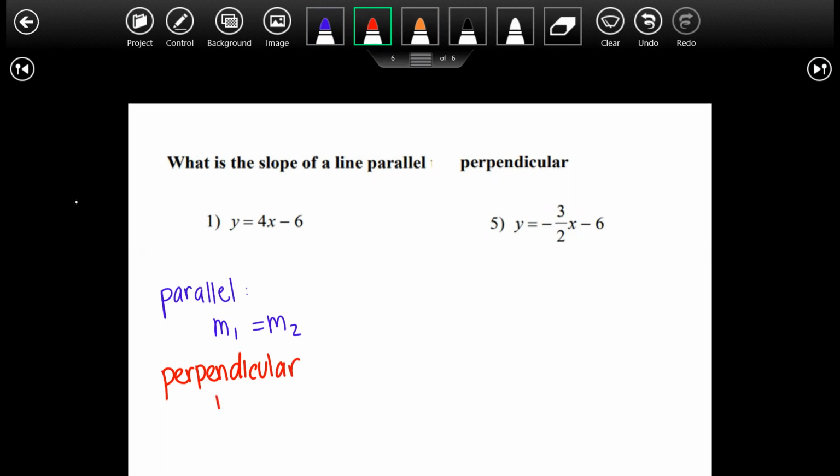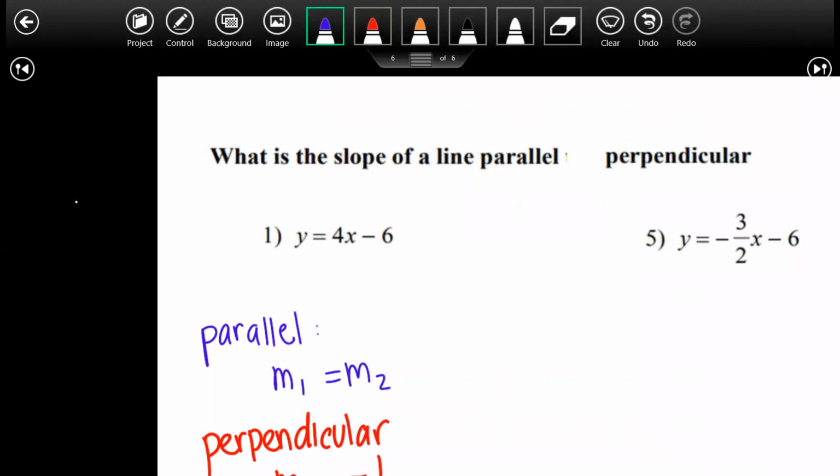By perpendicular, I mean that one of our slopes is going to be the opposite flipped. So we're just going to identify those two here. If we're looking for our slope, y equals mx plus b, so negative 4 is going to be our slope. A parallel slope would be just 4.